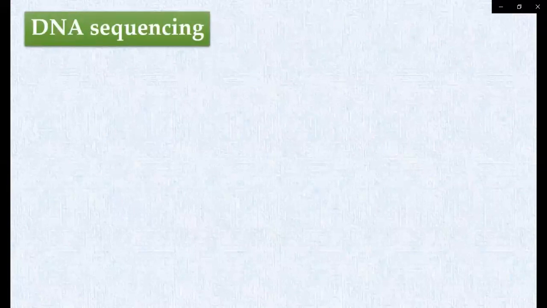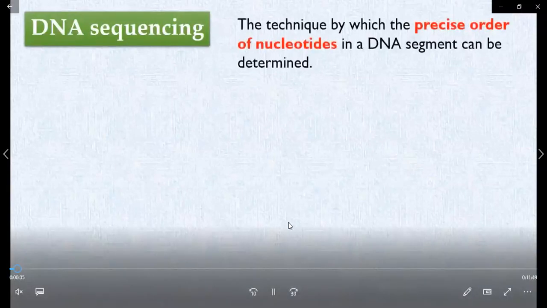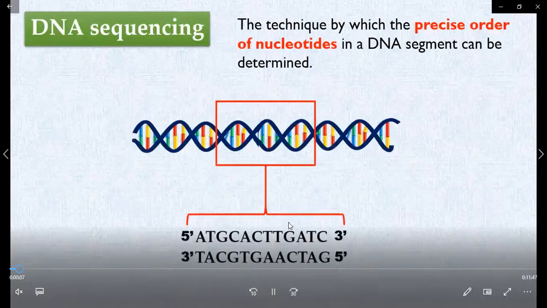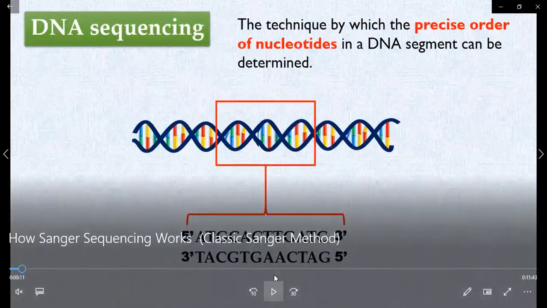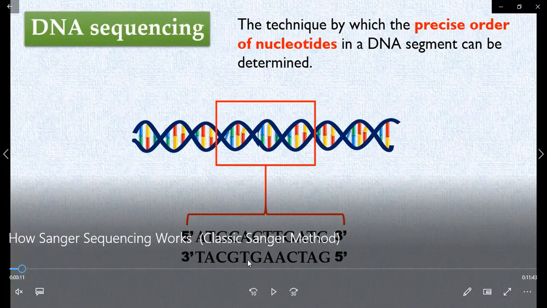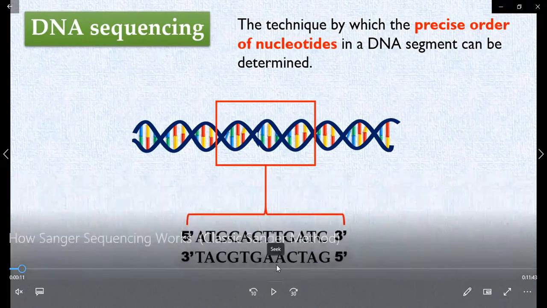Now, DNA sequencing is actually a technique in which the precise order of nucleotides in a DNA segment is determined. Meaning, for example, thymine, then adenine, cytosine, guanine, thymine, guanine, adenine, these are arranged in a precise order. We cannot think of any rearrangement in them, because if a rearrangement occurs, that means a mutation is going to take place, and mutation means abnormality.